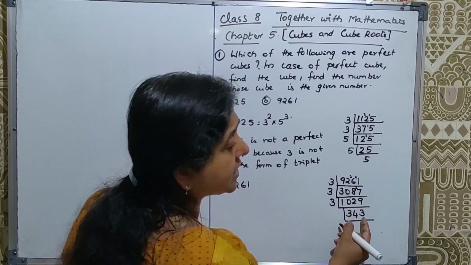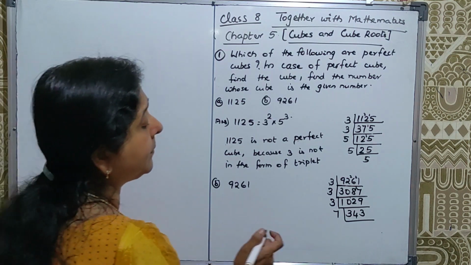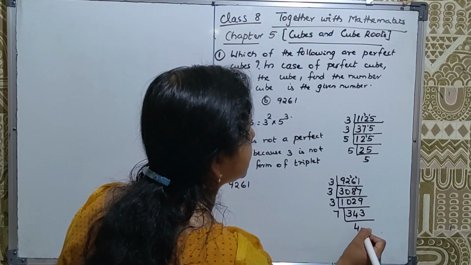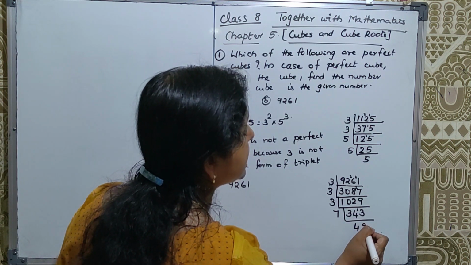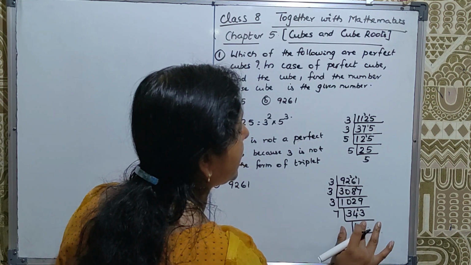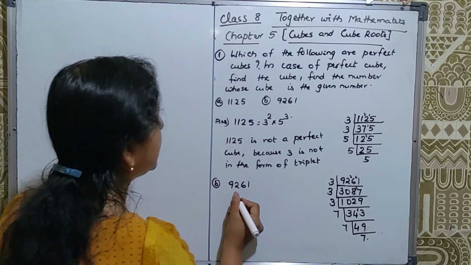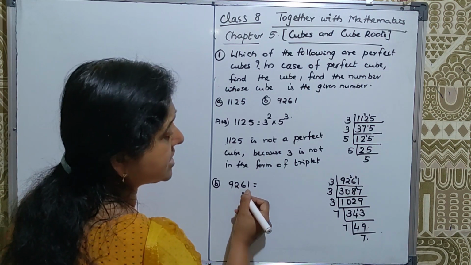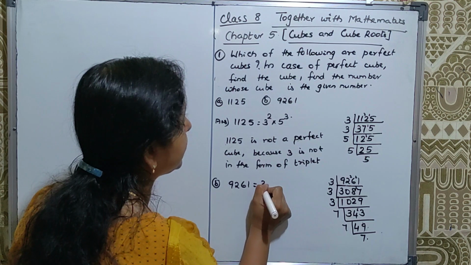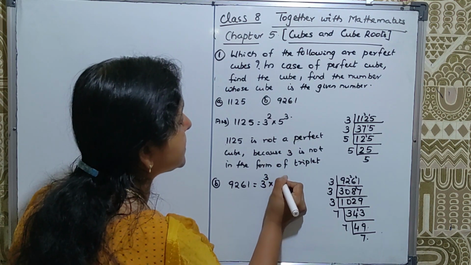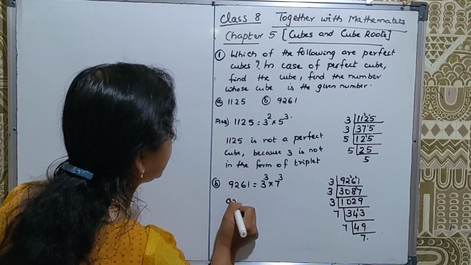Now 343 is divisible by 7, because 7 cubed is 343. 7 fours are 28. Now 34 minus 28 is 6. 7 nines are 63. Again we divide by 7, 7 into 7. So we can write 9261 as 3 cubed into 7 cubed, 3 three times and 7 three times.